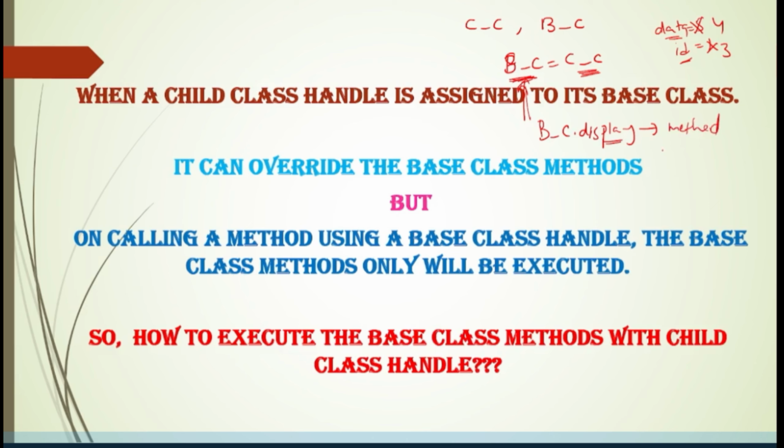When you call cc.display, whatever is there in my child class display only will be executed, right? So here my question is, how to execute the base class display by using the child class handle. Did you get my point? Yes. If you are using the child class display, only the child class method gets executed. But my question here is, I want my child class to execute the base class methods. So is it possible? If possible, how could you do it?